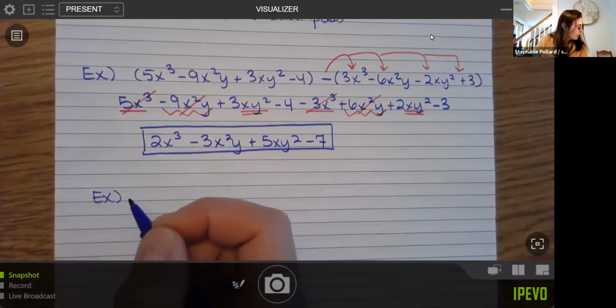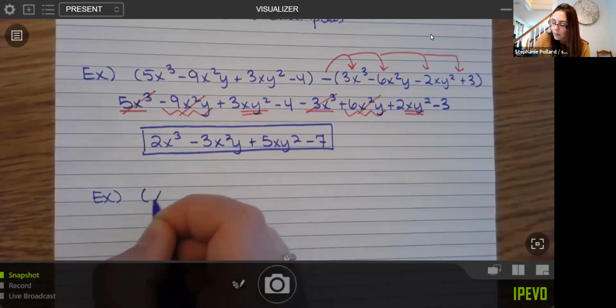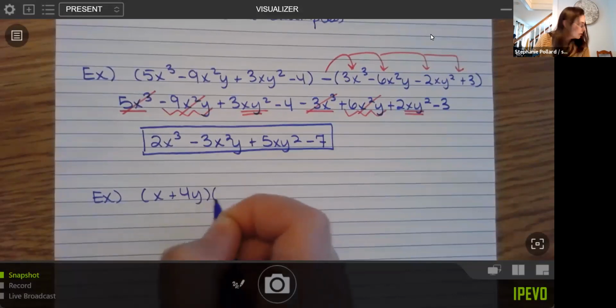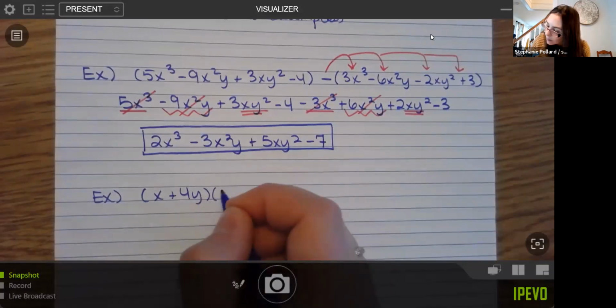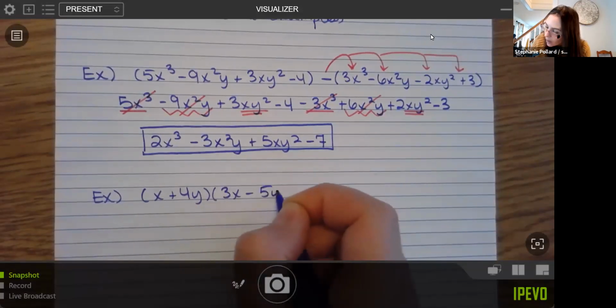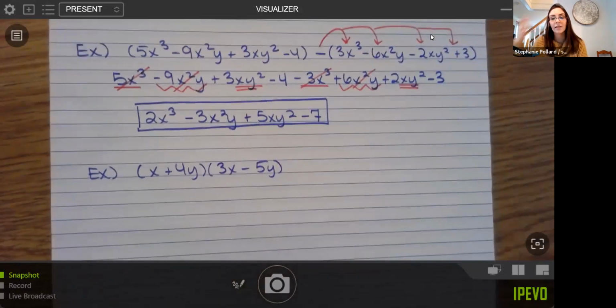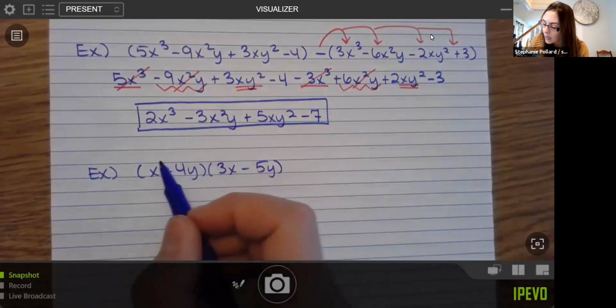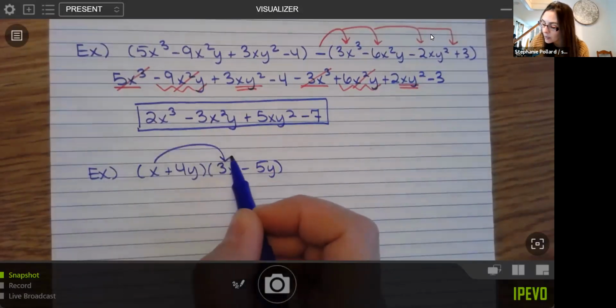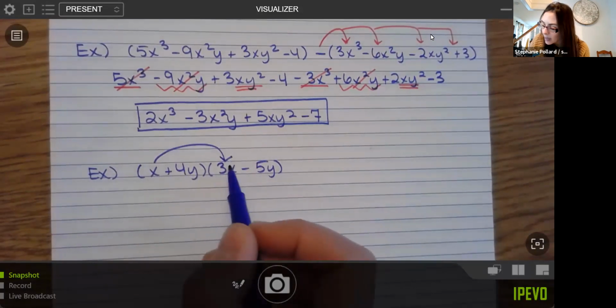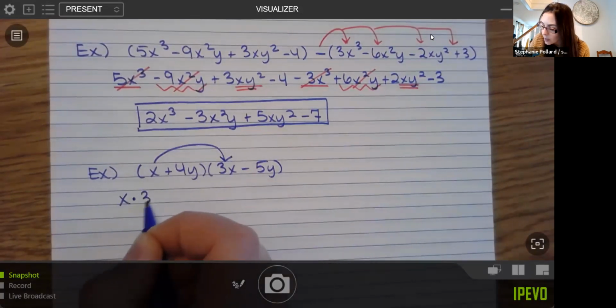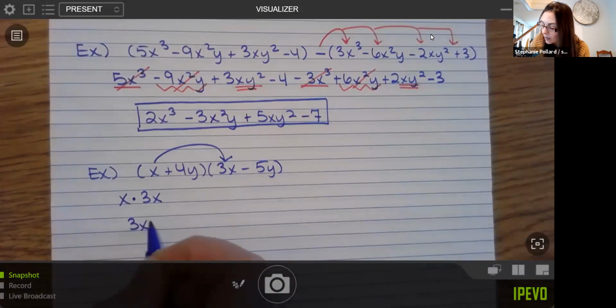Okay, let's do an example with multiplying. Maybe if I have x plus 4y times 3x minus 5y. Now the process is the same here. You can use FOIL method, you can use the distribution, whatever you want to do. In either case, you would still start with the x times the 3x first. So x times 3x, I'm going to write this one out just so you can see it a little bit clearer, is going to be 3x squared.